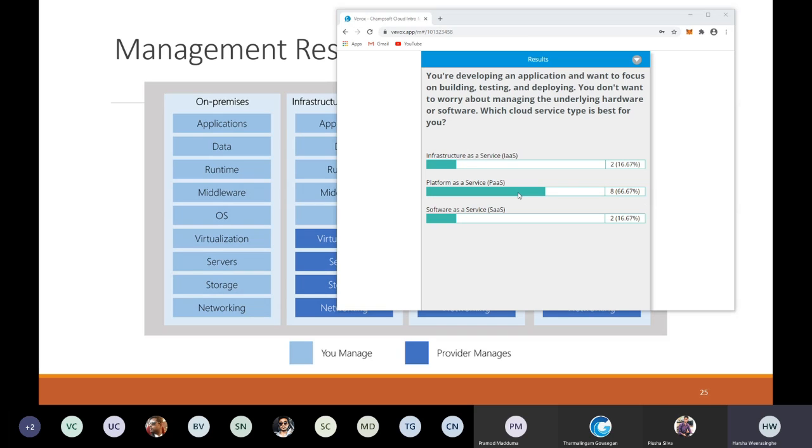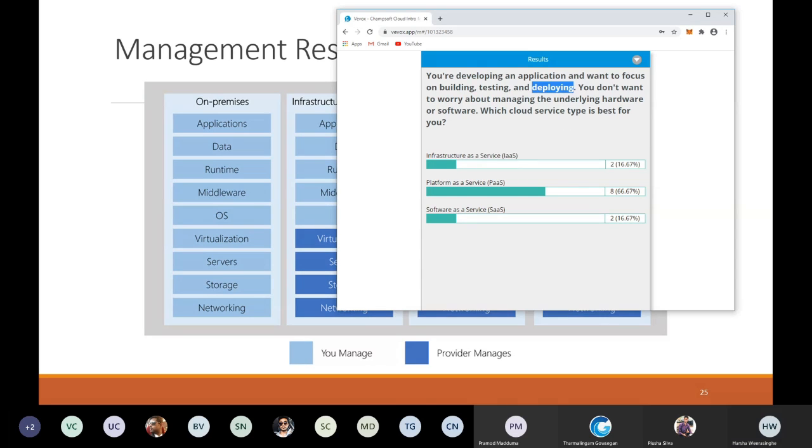Why it's not infrastructure as a service: yes, you can build, test, and deploy on infrastructure as a service as well, but it's asking what's the best for you. If you use IaaS, you have to manage the operating system as well, so it's not the best for me. If you really want to focus only on building, testing, and deploying, platform as a service is the option. With infrastructure as a service you can do this, but it's not the best if you are focusing on these three.